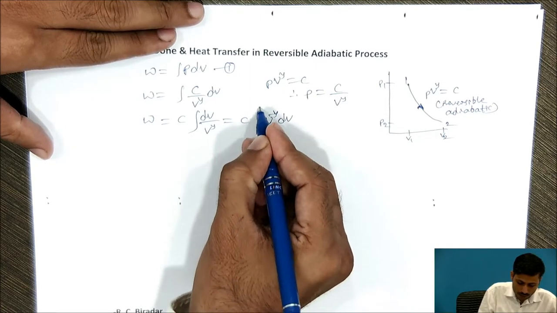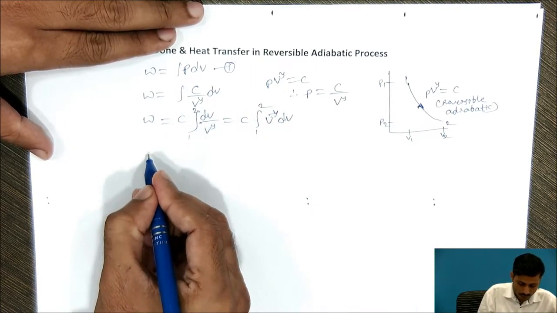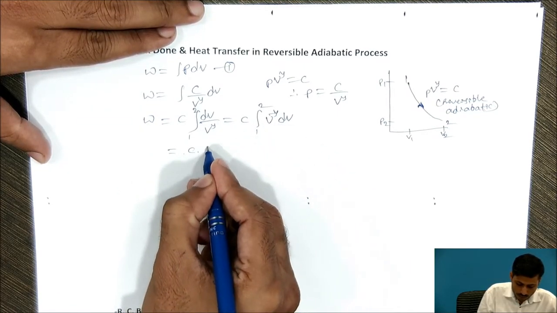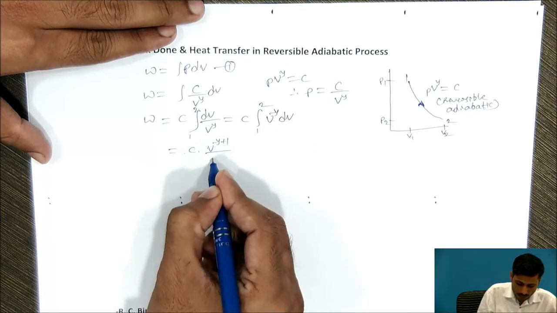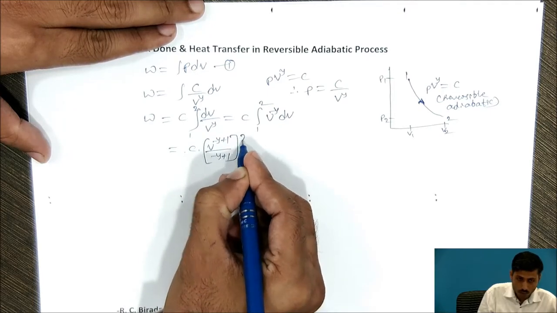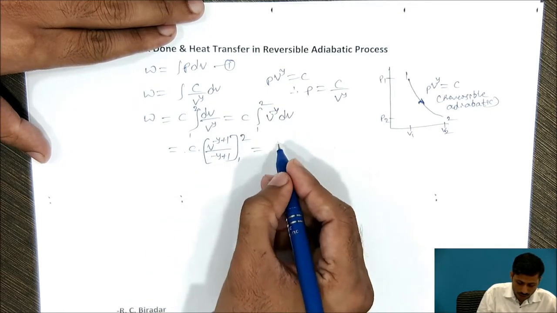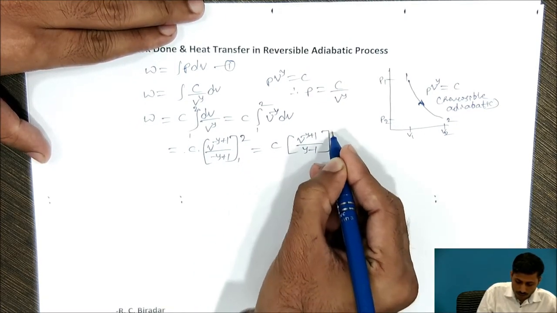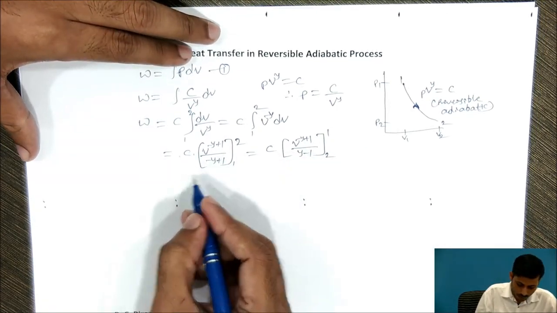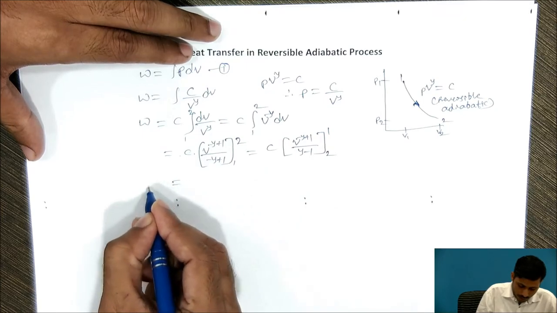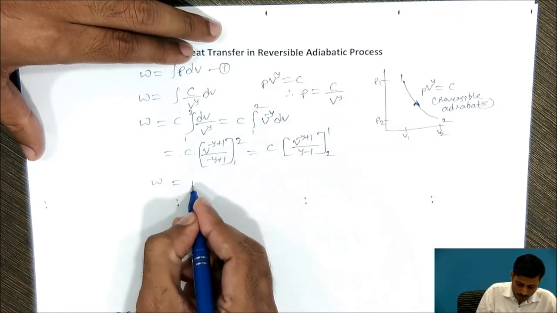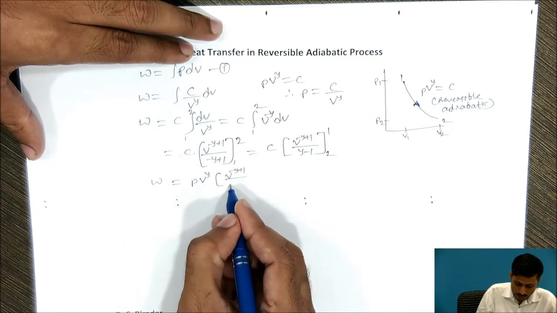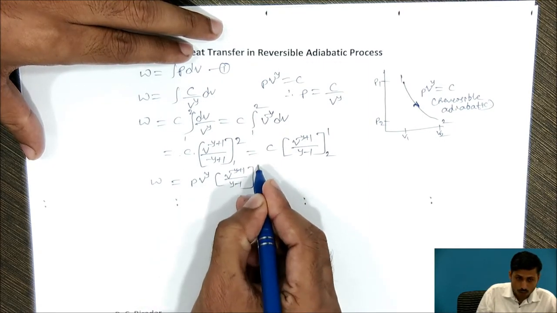So the integration of this between state 1 to 2 will give you the work done for the reversible adiabatic process, and it can be solved as C into the integration of this term, which is V raised to minus gamma plus 1 divided by minus gamma plus 1, between states 1 to 2, and I can change the states, so this value changes to gamma minus 1 with states between 2 to 1. And I know that C is P into V raised to gamma, so replace that by P into V raised to gamma, and in the bracket we have V raised to minus gamma plus 1 by gamma minus 1 between states 1 to 2.